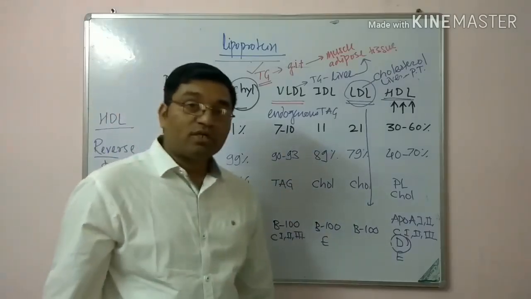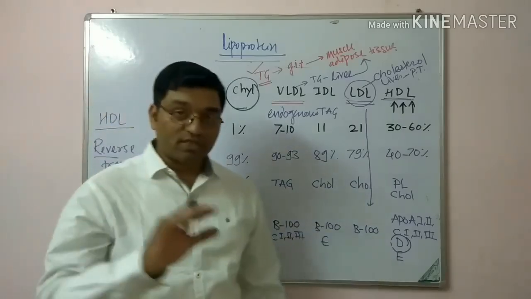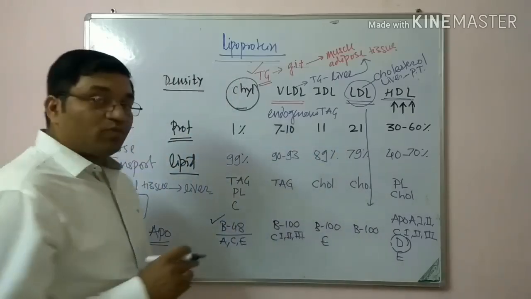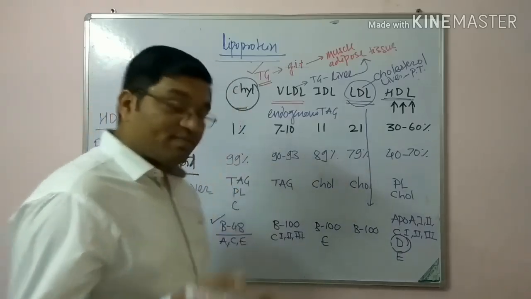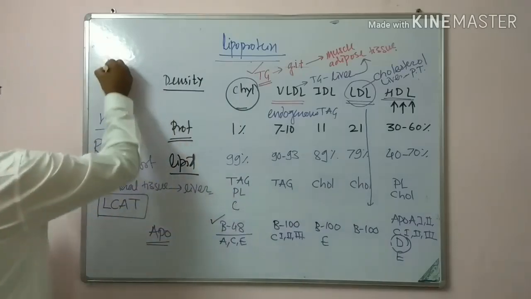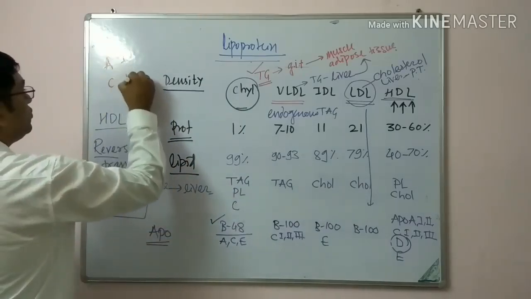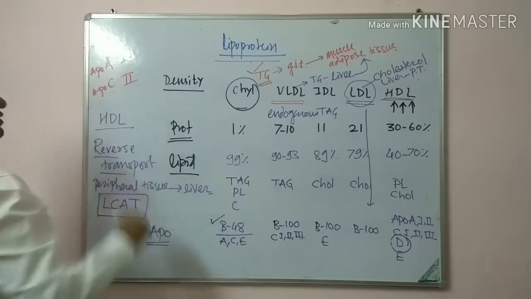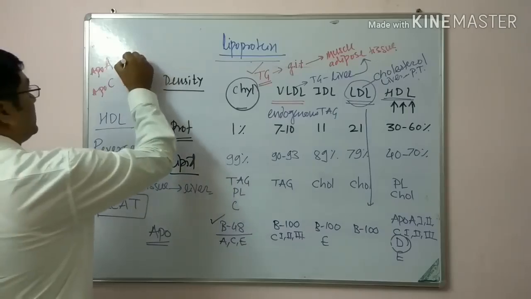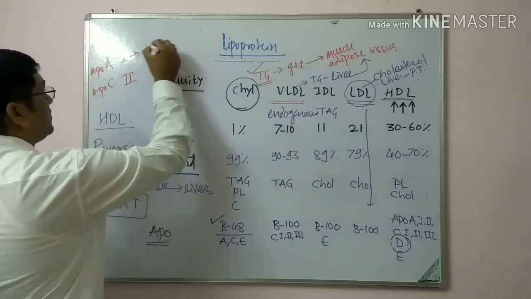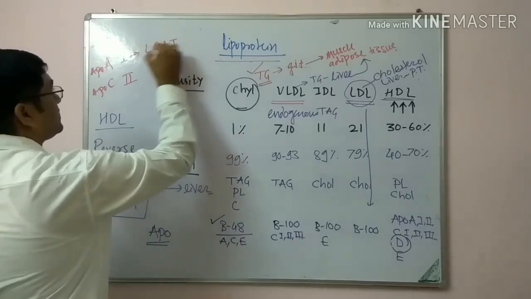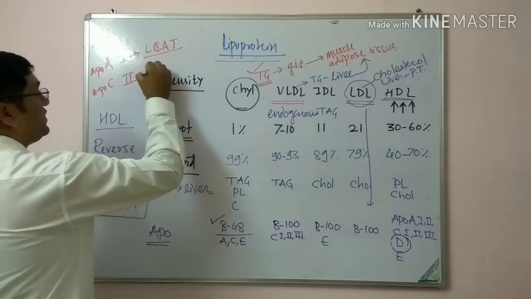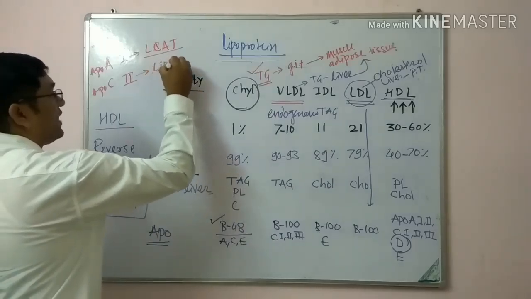The apoproteins have important functions in the lipoprotein. They form the structure of lipoprotein. Second, they are responsible for activation of certain enzymes, for example ApoA and ApoC. ApoA1 activates lecithin cholesterol acyltransferase, LCAT. This is an important MCQ. And ApoC2 activates lipoprotein lipase.